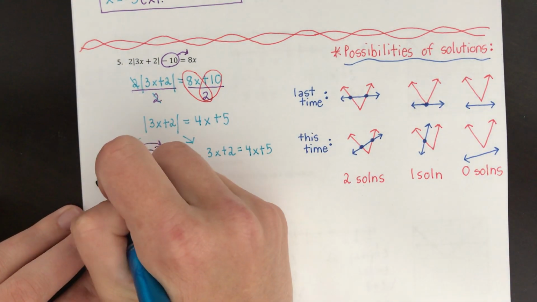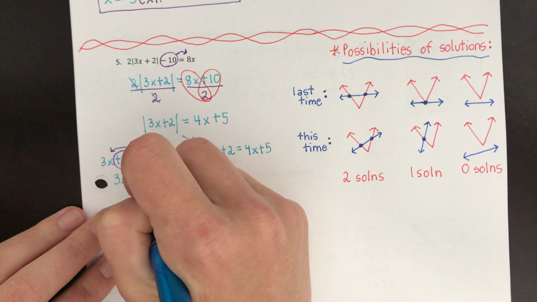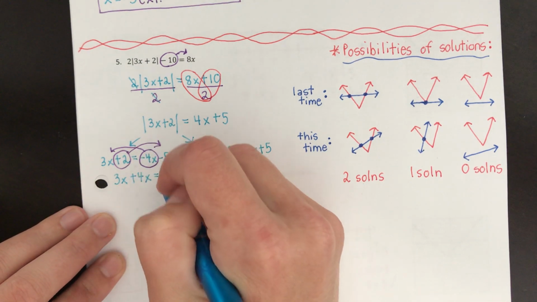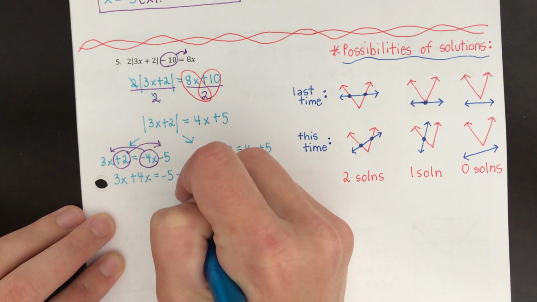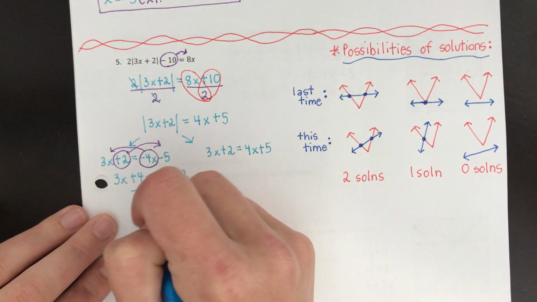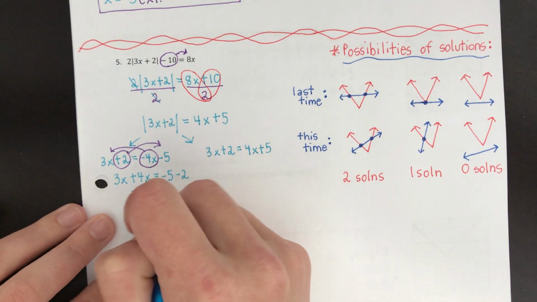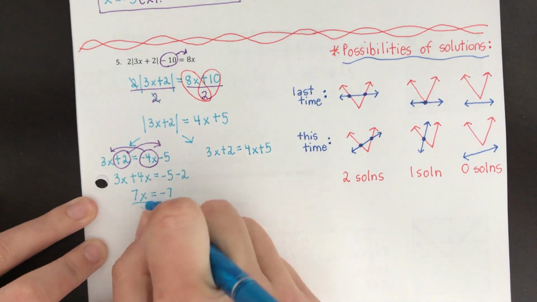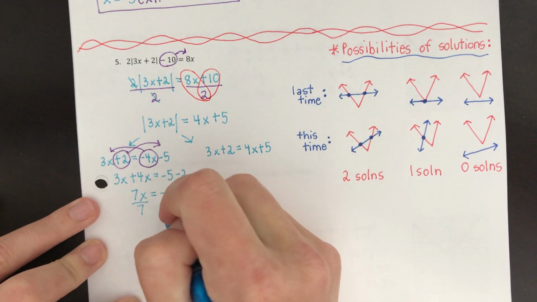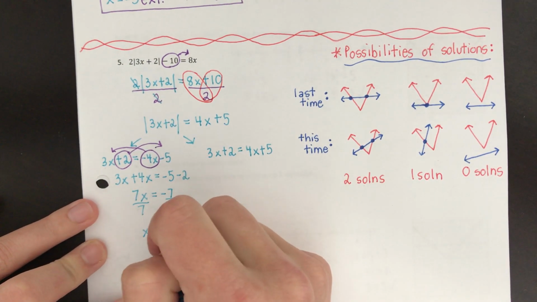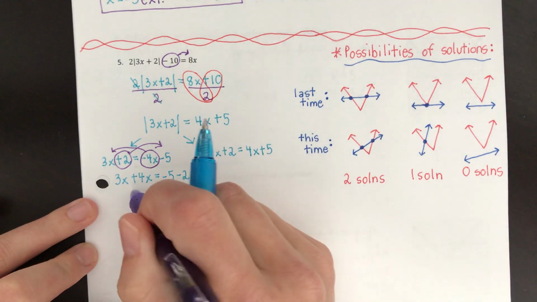Okay, so this will become 3x plus 4x equals the negative 5 drags down. That becomes a minus 2. So that's 7x equals negative 7. So divide by, oops, I almost wrote divide by x. Silly me. Divide by 7. So x equals negative 1.